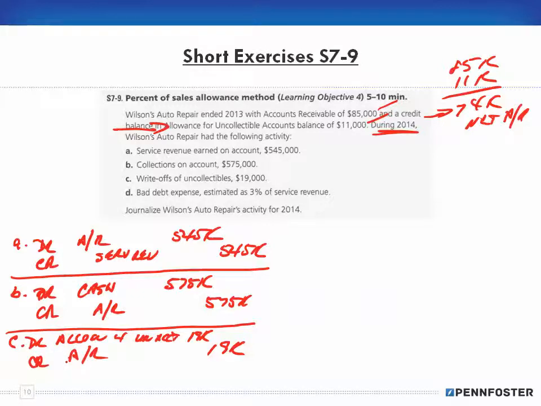Because I know that, my mind is racing here, so I'm starting to stutter. I'm writing off uncollectibles, meaning it's an accounts receivable. I'm not able to collect it, so I'm going to get rid of it, right? So that means I decrease my accounts receivable by crediting.